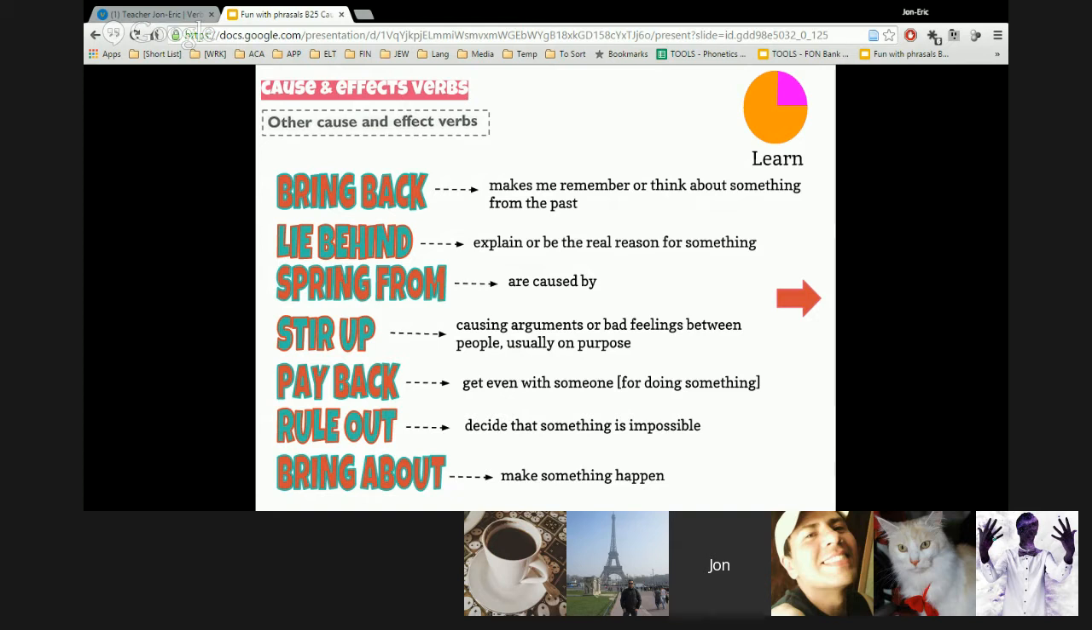Spring from, caused by. Okay, spring from. So this is just another way to say the cause. Now we're focusing on the cause, not the effect. Mr. Marcus, the fourth.